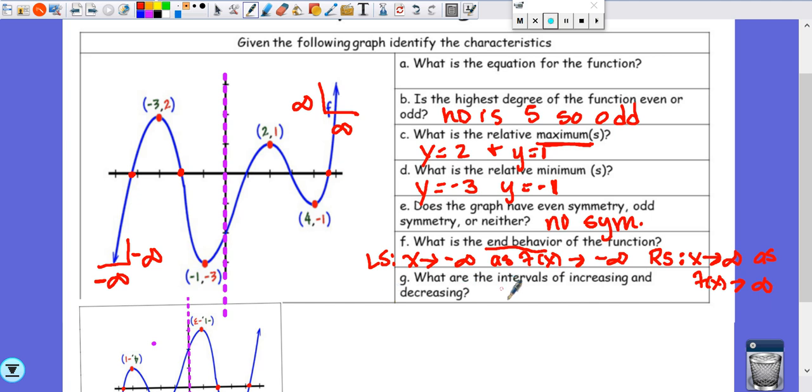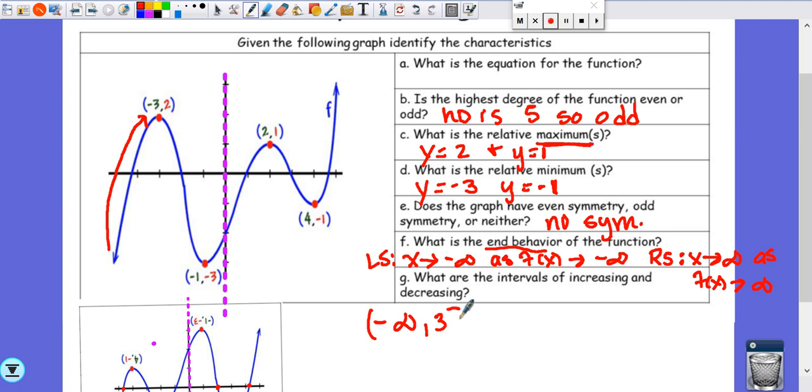Then the last question asks, what are the intervals of increasing and decreasing? All right, so to get that, I'm just going to read this graph from left to right, and remember intervals of increasing and decreasing are read by the x values. So I'm going to trace this graph, and I notice that the graph is going up. So from negative infinity to whatever the x value is here, to 3, and we're going to include this, the graph is increasing.